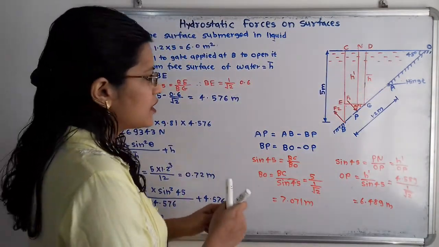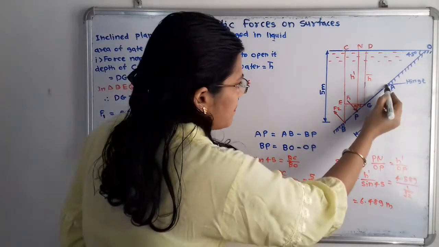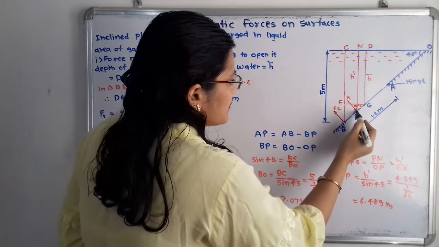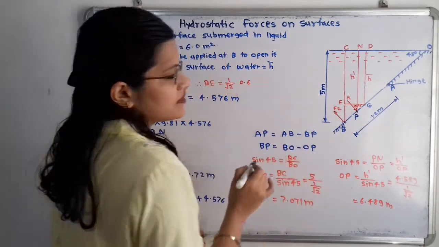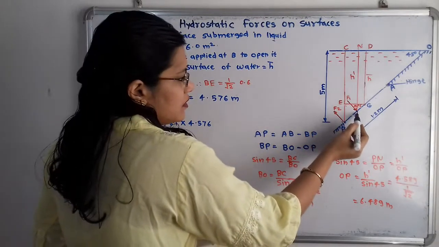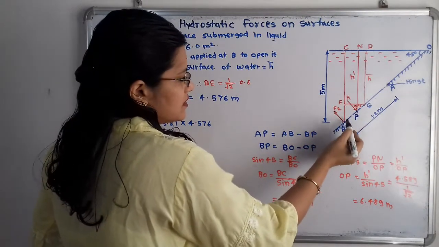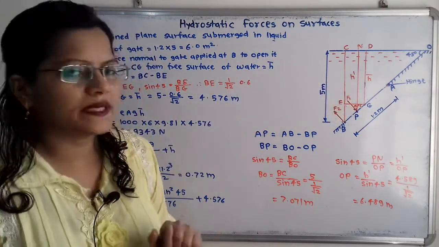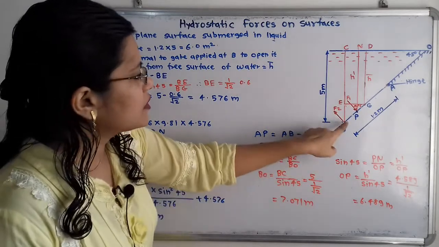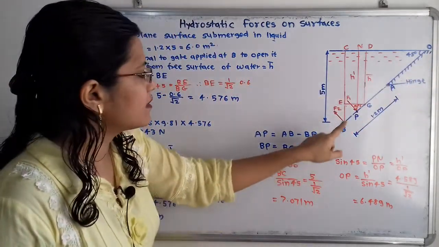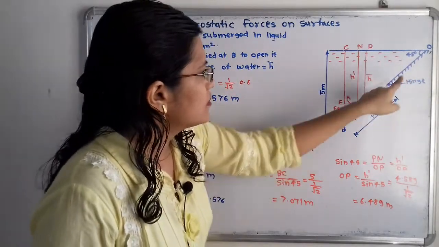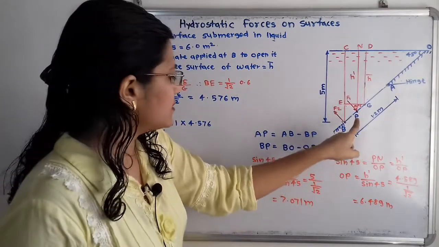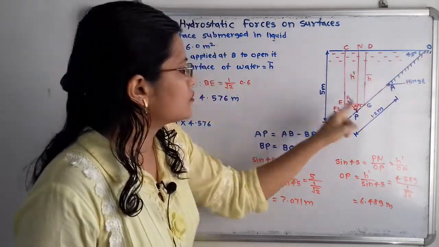Now if we observe here, AP is equal to AB, AB is known, minus BP. Now this BP, this is the bottom point and this is the point of application of the total force, so this distance BP is unknown. So again, how to find out this distance BP? Again, if we observe, this whole distance BO minus this OP. Here BO we can easily calculate, and this distance OP is also a distance.